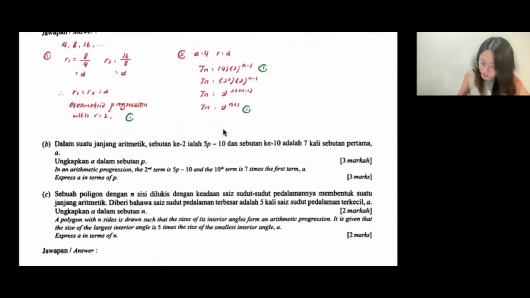Then let's go to B. In an arithmetic progression, now we are doing arithmetic progression, not geometric, yeah? Arithmetic progression. Second term is 5p minus 10. 10th term is 7 times the first term. Be careful over here. Most probably we are going to do simultaneous equation.